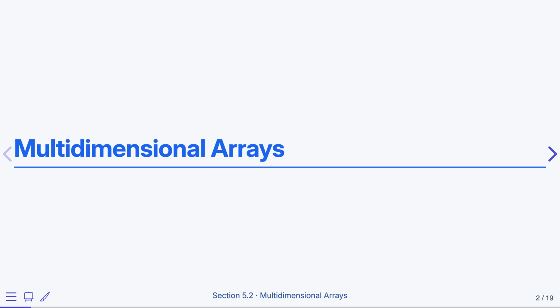Welcome back. A one-dimensional array stores a list, but a lot of real data is not a list. It is a table with rows and columns. Think of a gradebook, a game board, or an image. In this lesson, you will learn how C stores tables using two-dimensional arrays.